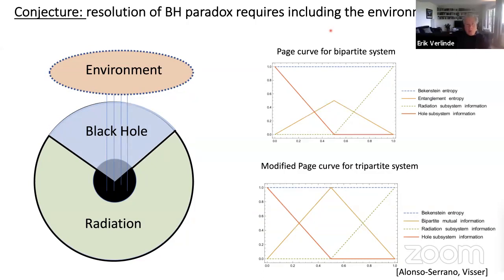As an example of what might change, take this Page curve. What I'm going to tell you I picked up from a paper I just found by Matt Visser and Alonso Serrano. They emphasize that the notion of the Page curve is very much based on the bipartite way of thinking about the black hole and the radiation, because then the entanglement entropy can do this. But if you look at the information in the radiation, there's nothing coming out in the first part, and then suddenly it has to come out with twice the speed.